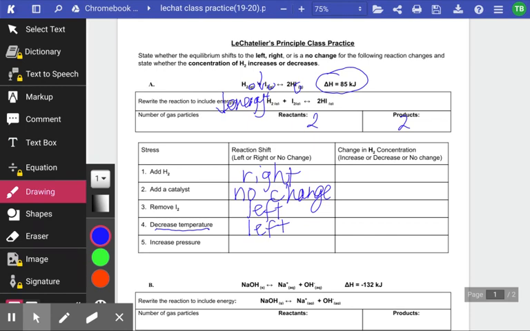Number of gas particles is what I look at for pressure. Since my gas particles are the same, increasing or decreasing pressure is not going to have an effect on the overall reaction. So this is going to be no change. And if this is no change, this is also no change.